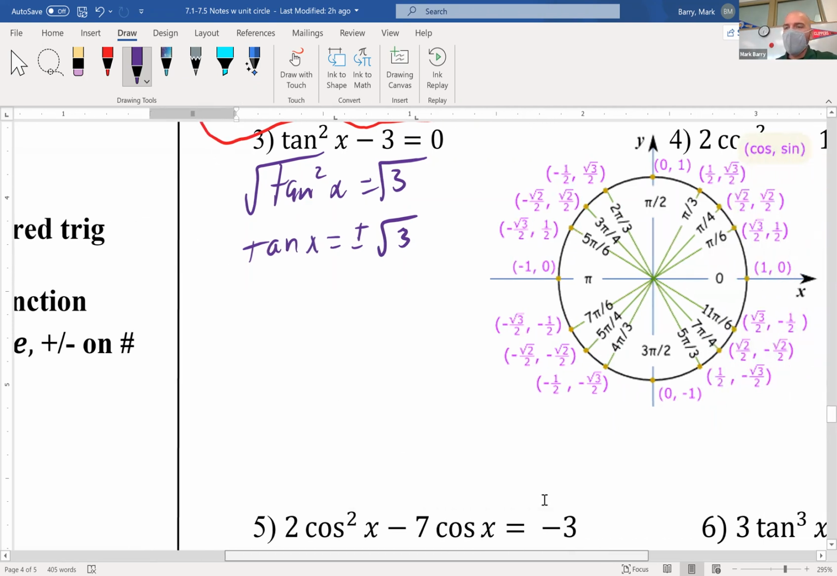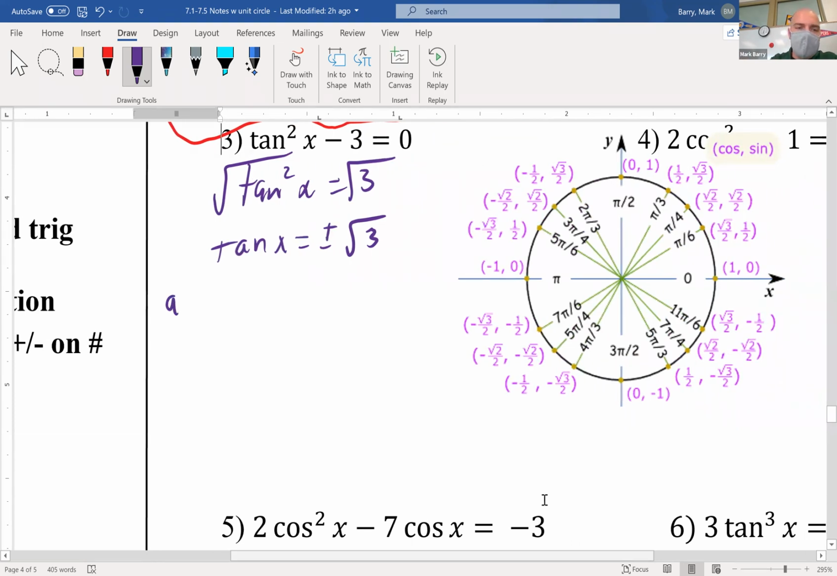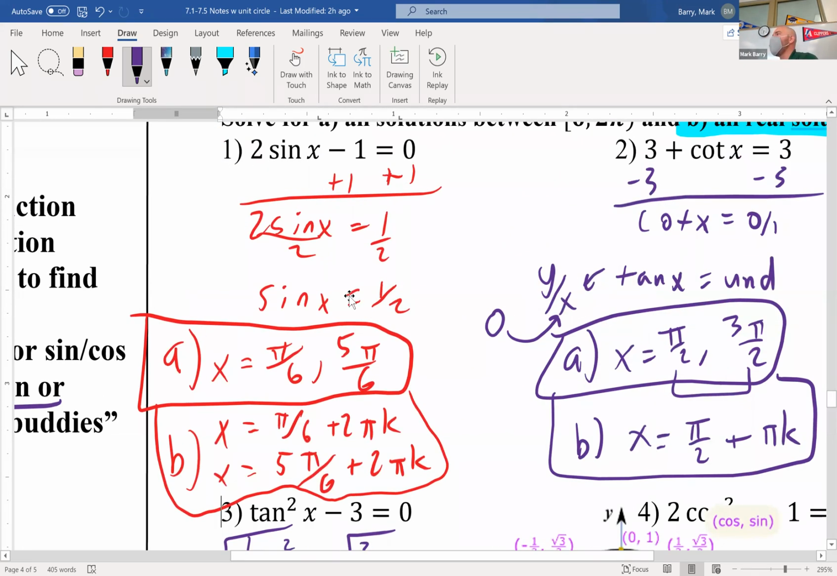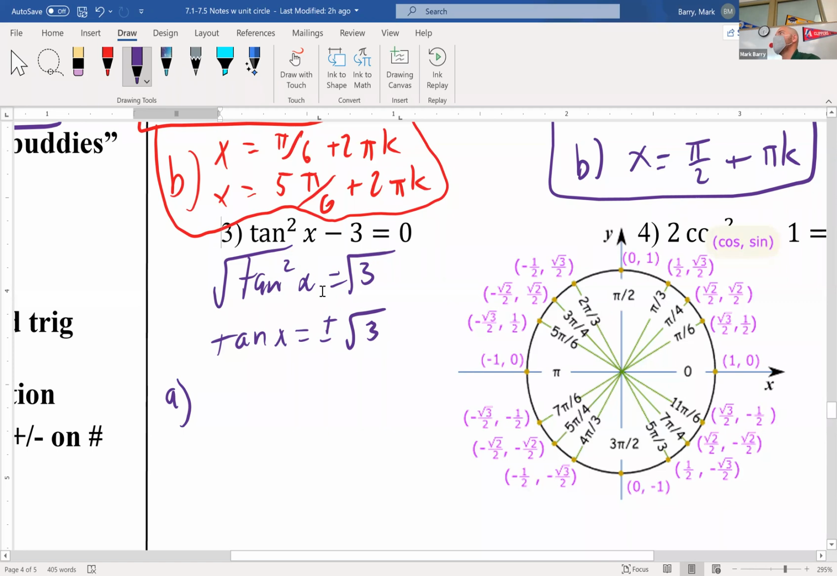Okay, so now we need to go to the unit circle and find all the spots where tangent of x equals either rad 3 or negative rad 3, okay? Now, I told you guys that when your trig function equals one number, like on number 1, when it equaled 1/2, we got 2 answers for part A, correct? Now, I'm going to argue that our trig function actually equals 2 numbers. It equals rad 3 and it equals negative rad 3, correct?